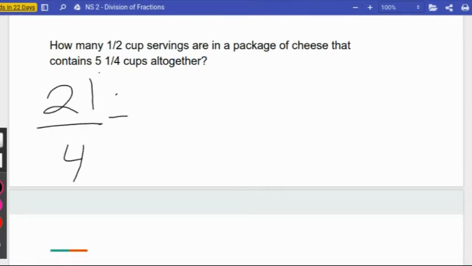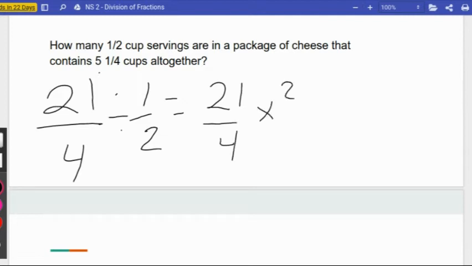and I'm going to divide that into half cup servings. So I'm going to rewrite that as a multiplication problem where I freeze that first number because I can't change it, and then I flip the second one.